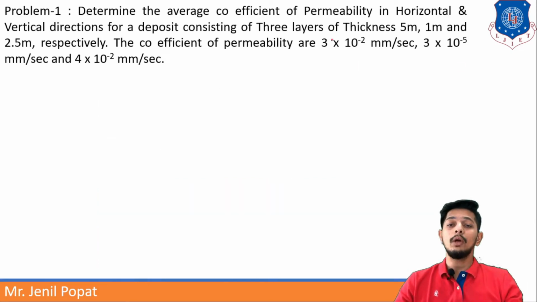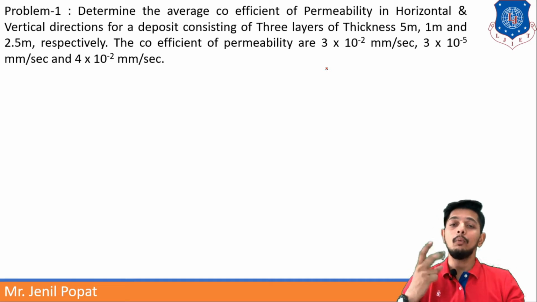Determine the average coefficient of permeability in horizontal and vertical directions for a deposit consisting of three layers having thickness 5 meter, 1 meter and 2.5 meter respectively. The coefficients of permeability are 3 into 10 raised to minus 2 mm per second, 3 into 10 raised to minus 5 mm per second and 4 into 10 raised to minus 2 mm per second.